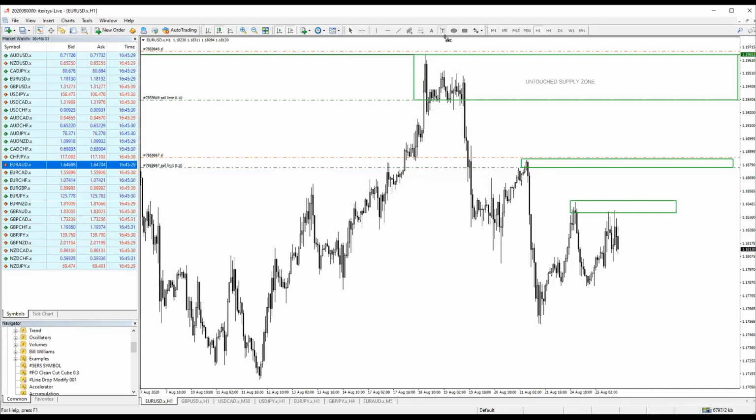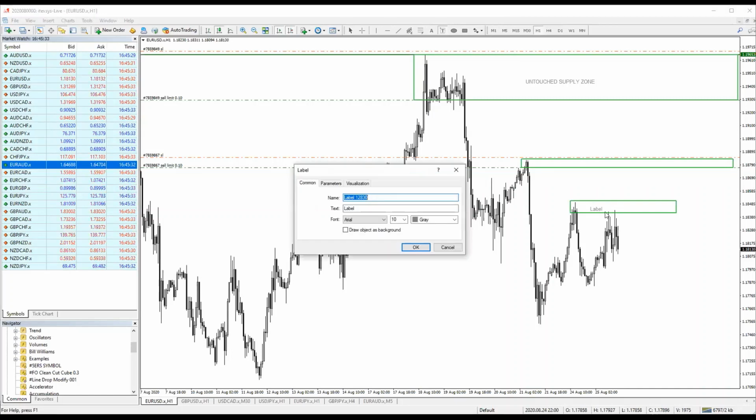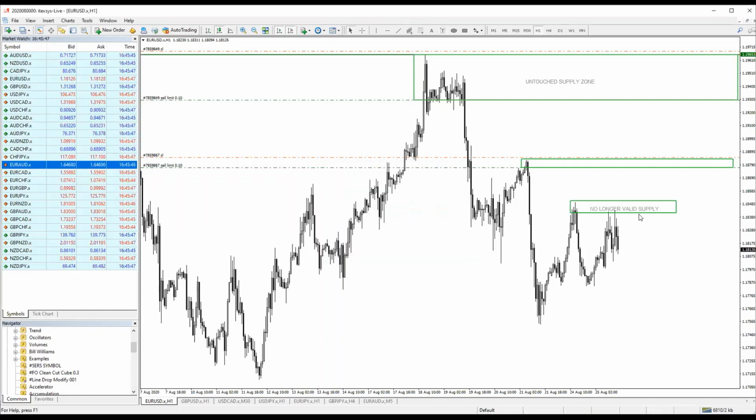Let's mark it. No longer valid supply. Why? Because it was touched, right? It's no longer valid after the first touch.